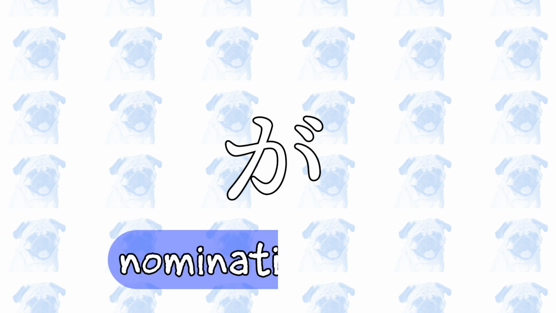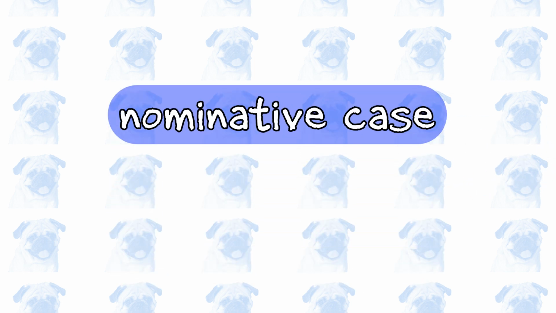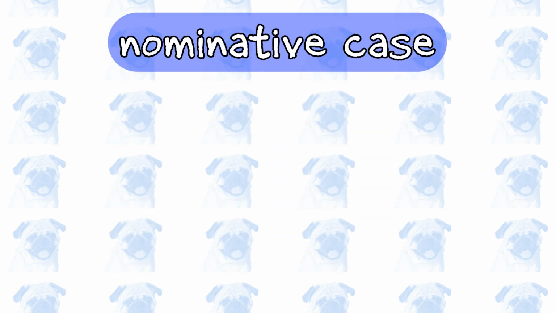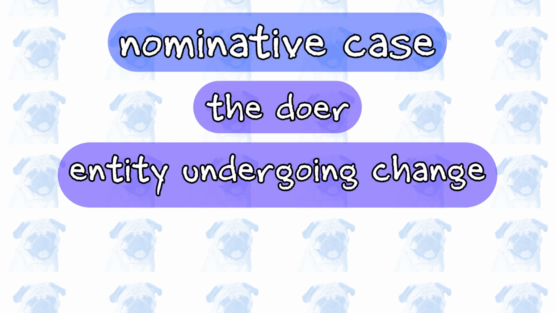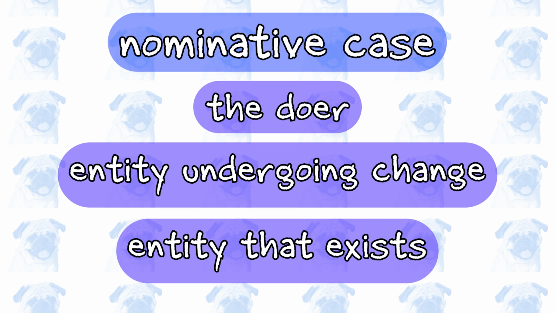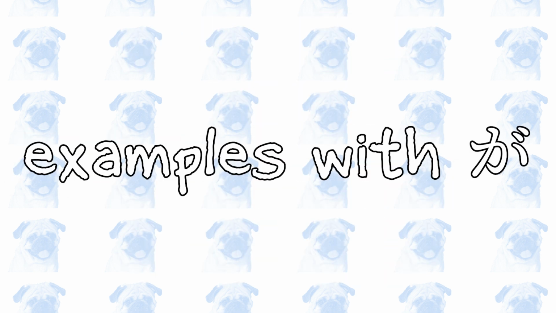The Japanese particle ga can show the subject of a sentence. In grammatical terms, ga is the nominative case marker. The nominative case can express many different grammatical roles, including the doer of an action, an entity that undergoes change, an entity that exists, to name a few. Let's examine some examples of different types of subjects involving ga.